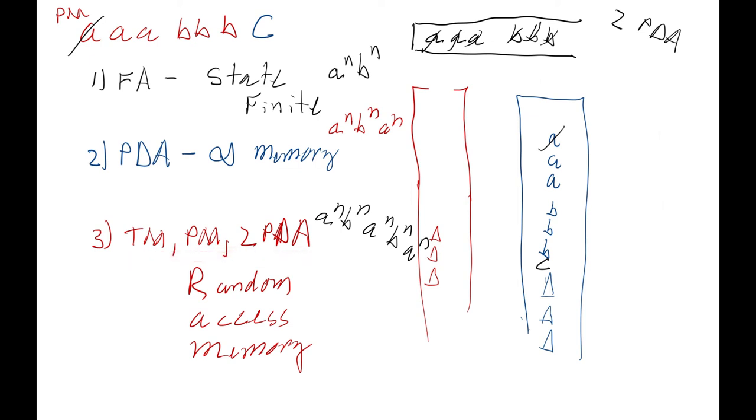Now, there might be a Turing machine that's more efficient and easier to use, but we want to make a Turing machine that's more powerful. So start thinking of things that you can do to either a Turing machine, post machine, or pushdown automata to make that machine more powerful.